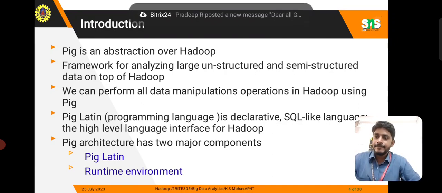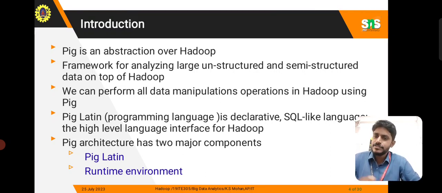Pig Latin is a declarative, structured-query-like language. It is a high-level language, and acts as an interface between Hadoop and the database. Pig architecture has two major components: Pig Latin and the runtime environment. These are the two main components present in the architecture: Pig Latin and the runtime environment.